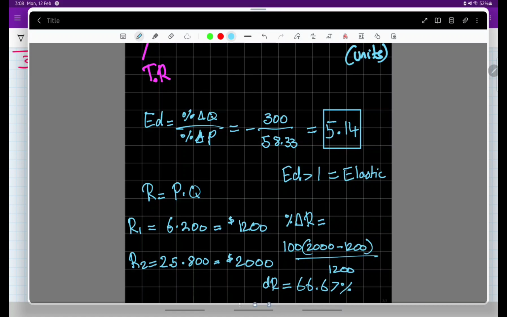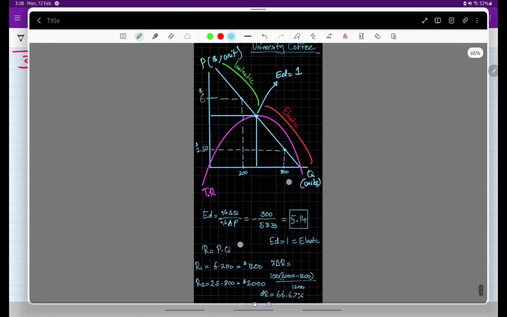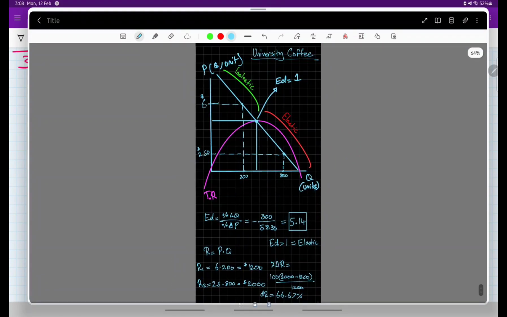But that is how you would use price elasticity of demand for something that makes sense, and you can demonstrate it.